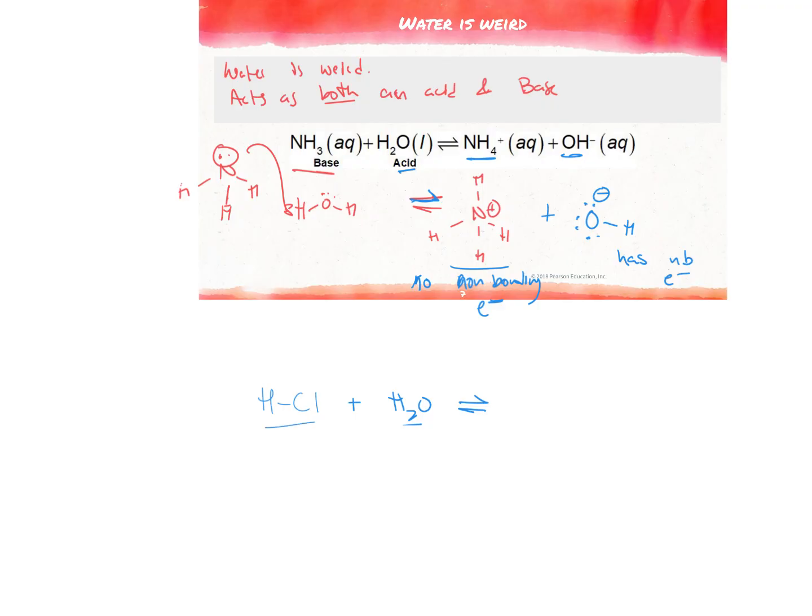This HCl, this is an acid. H2O in this case is acting as a base. And so we make H3O+ and Cl-.